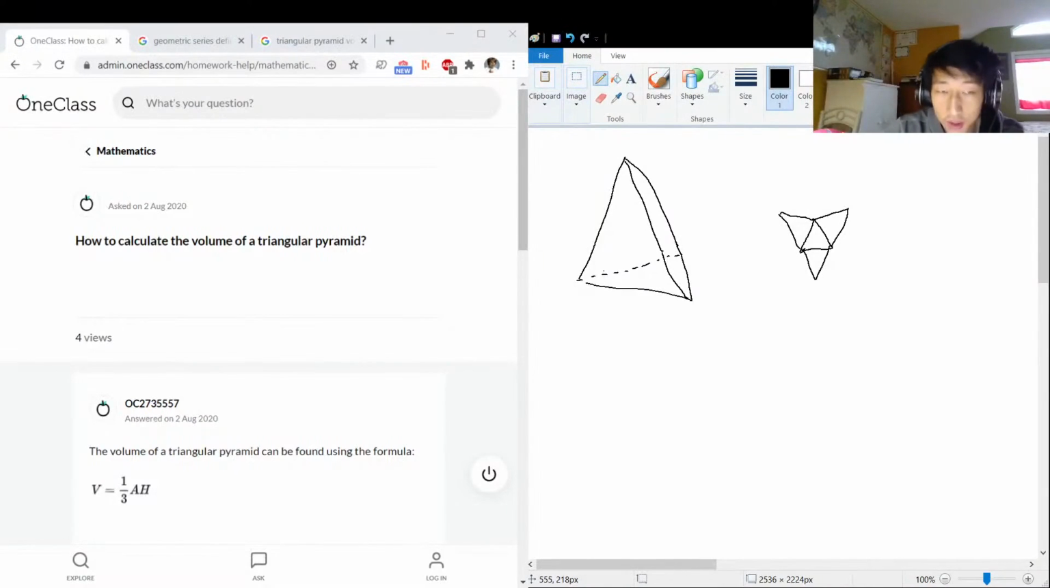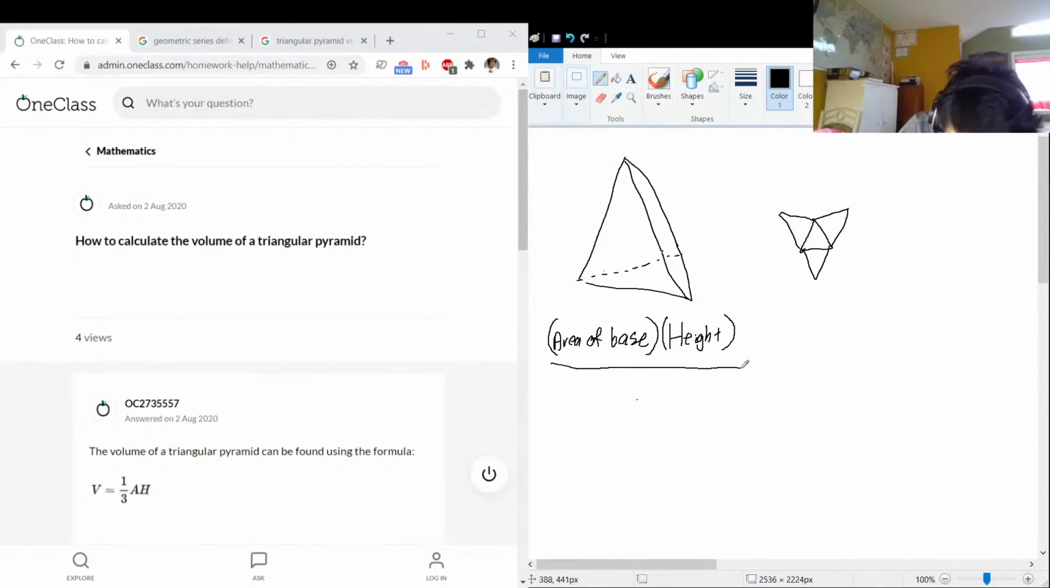Okay, so to find the volume of a pyramid, it's really just simple. We find the area of base times the height, divide that all by 3, and that is volume of pyramid. Really is that simple. We can run through an example.